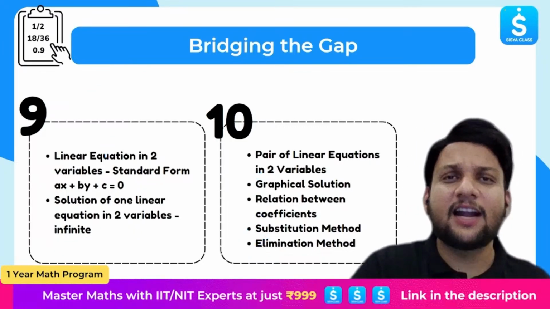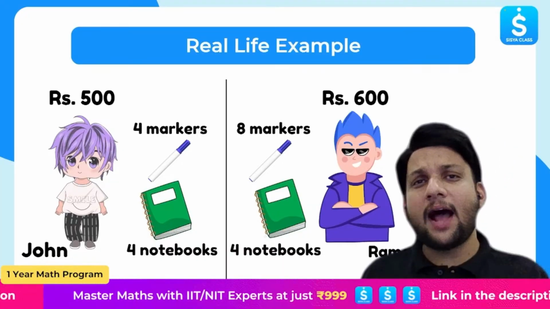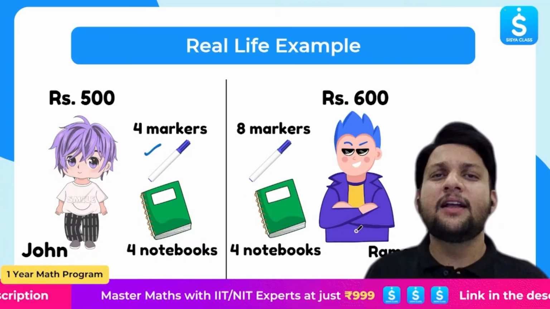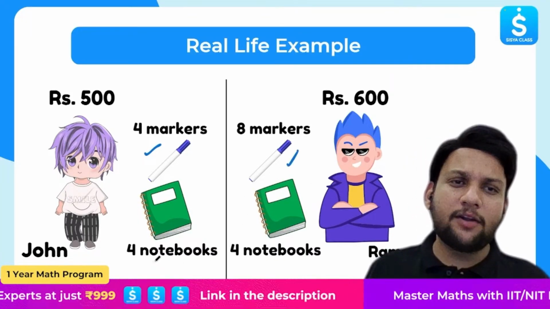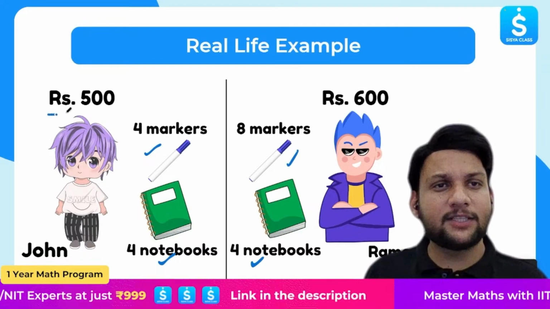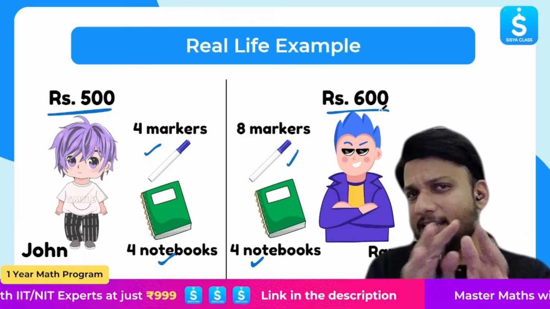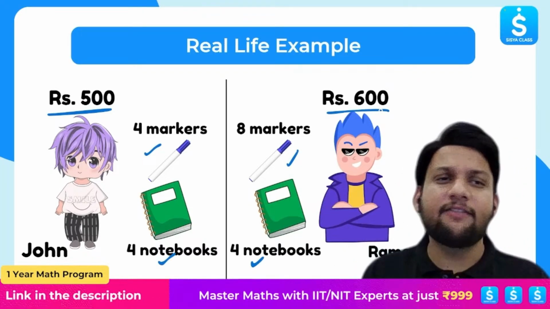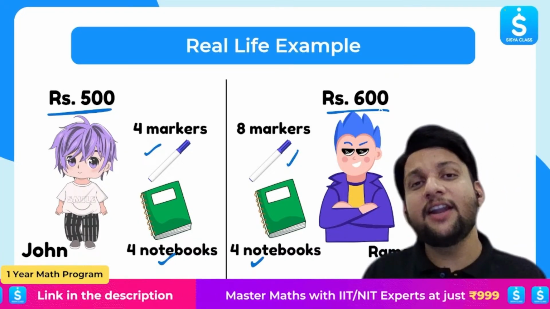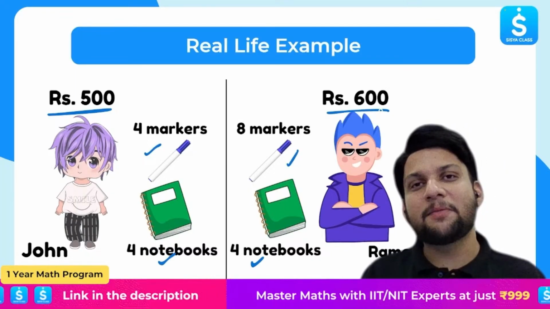But we will first start with a real life example. There are 2 kids, John and Ramesh. They both went to a stationery shop, and John bought 4 markers, Ramesh bought 8 markers. John bought 4 notebooks and Ramesh also bought 4 notebooks. John paid rupees 500 and Ramesh paid rupees 600. This is the entire information that we have: John paid rupees 500 for 4 markers and 4 notebooks, whereas Ramesh paid rupees 600 for 8 markers and 4 notebooks. What is the price of 1 marker and what is the price of 1 notebook?